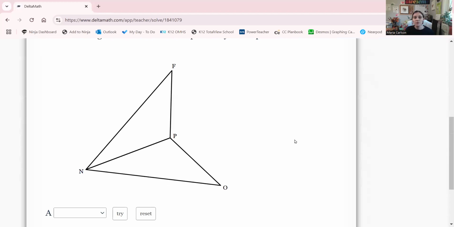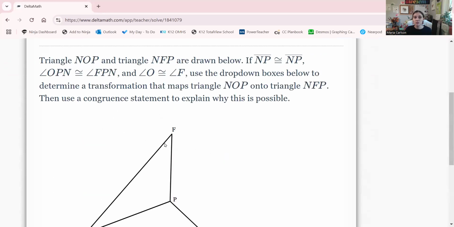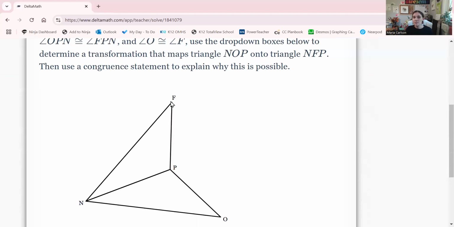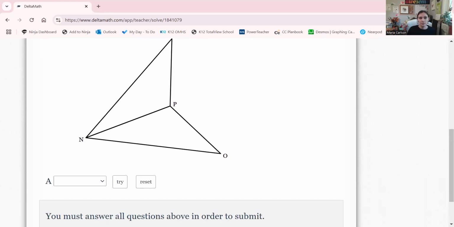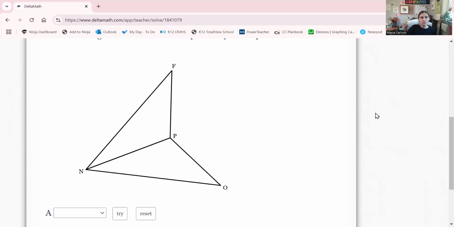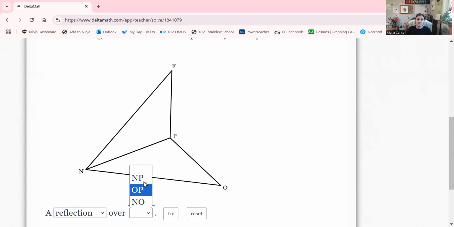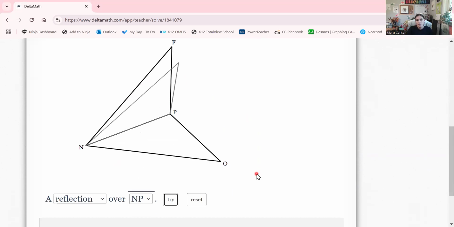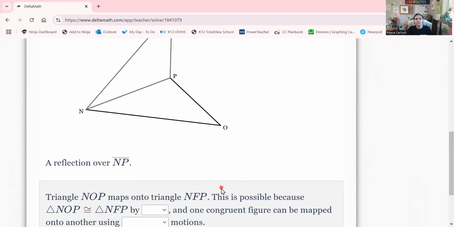So what we first are asked to do here is to determine a transformation that maps triangle NOP onto triangle NFP. So let's look at what we have here, NOP and NFP. If I wanted to turn NOP into NFP, it looks like it has to flip up, right? So let's try a reflection. And then the side that it has to reflect over is that common side NP. So let's try that. Boom. Now that we have that, we can say that triangle NOP maps onto triangle NFP.